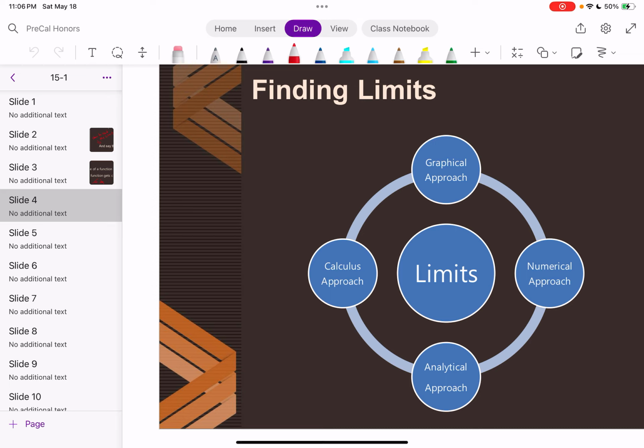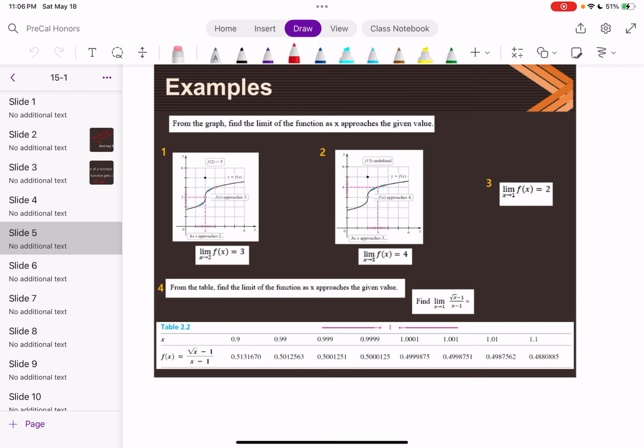Here we have a slide of the different areas in which limits are seen. They can be seen within a graph, numerical, they can be used within calculus, as well as you can use an analytical approach to help determine what limits are. In this example, we go over different types of limits.